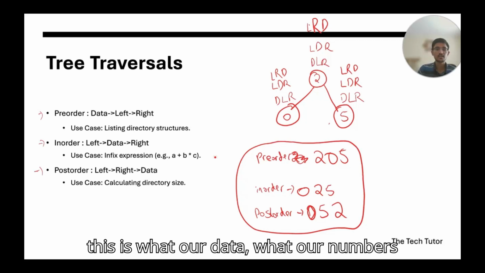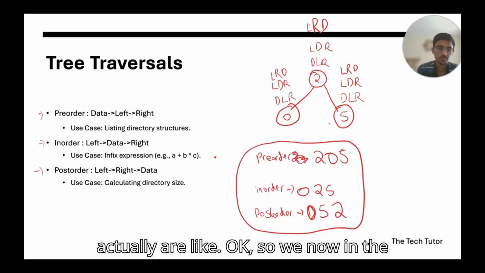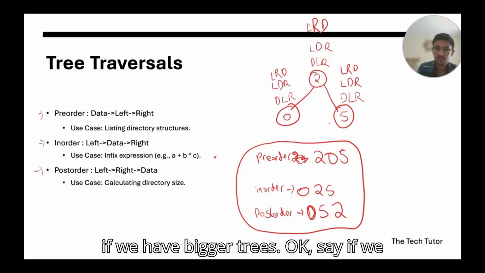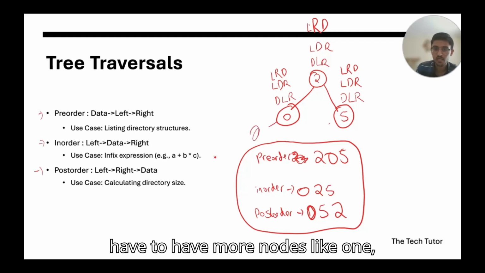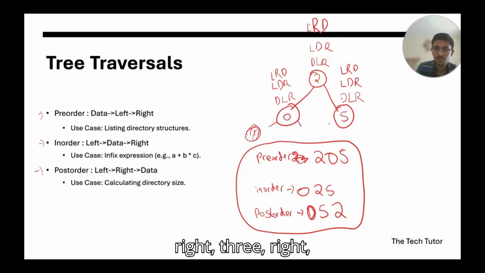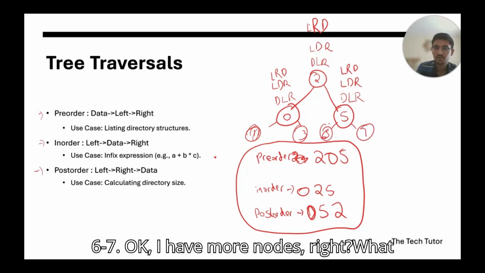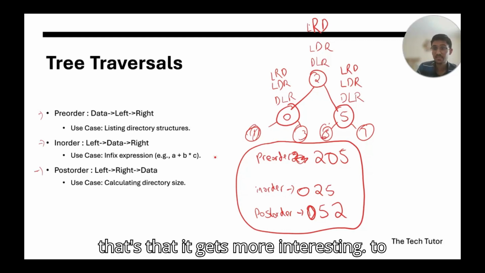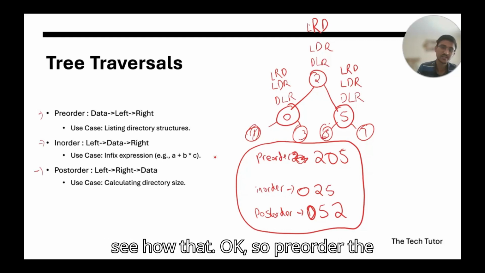So this is what it looks like for this tree. This is what our numbers actually look like. Now in another video we could see what happens if we have bigger trees, say if we have more nodes, like 1, 3, 6, 7. What would happen in that case? It gets more interesting to see how that actually turns out.